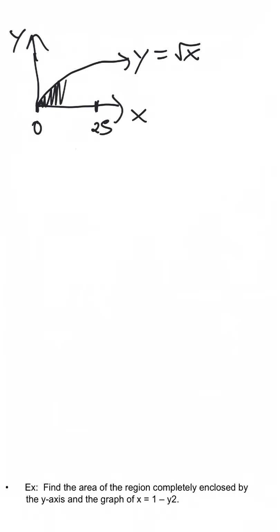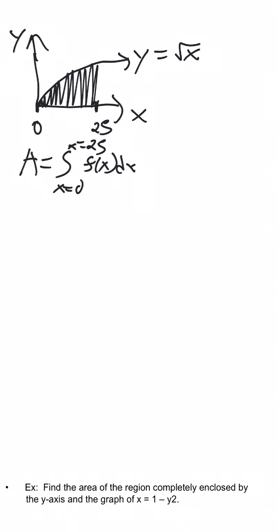If I said find this area, how would you do that? What would you set up? That's right, set up an integral. So area is equal to the definite integral from x equals 0 to x equals 25 of f of x dx. And what's f of x in this case? Yeah, square root of x. No problem. You get that. Notice you have x limits of integration, an integrand in terms of x, and the differential dx. So everything's in x dx.